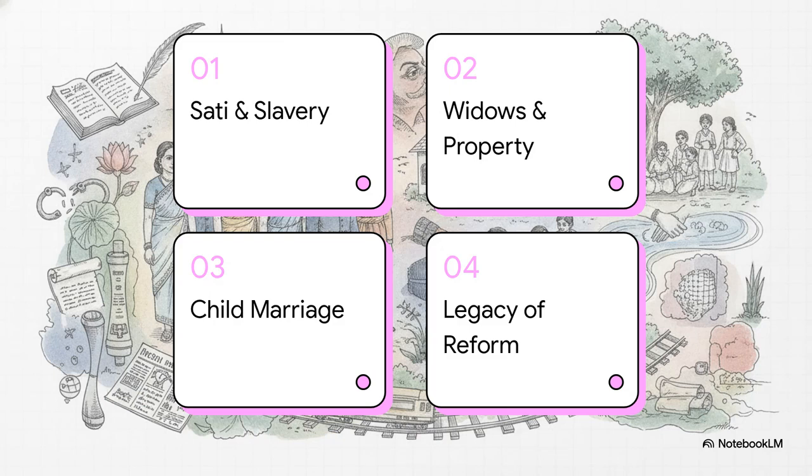Here is our roadmap. First up, we've got early reforms tackling sati and slavery. Second, we'll look at widowhood and property rights. Third, combating child marriage. And finally, number 4, the complex legacy of all these reforms.